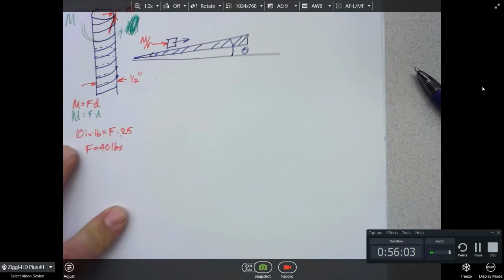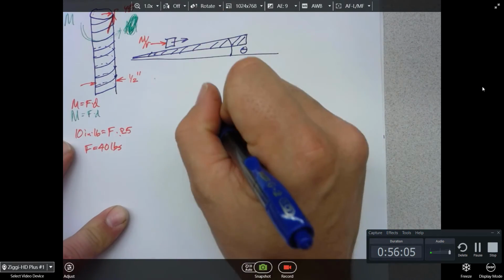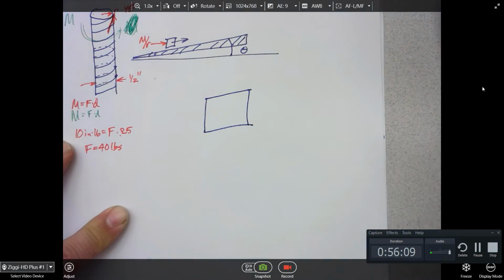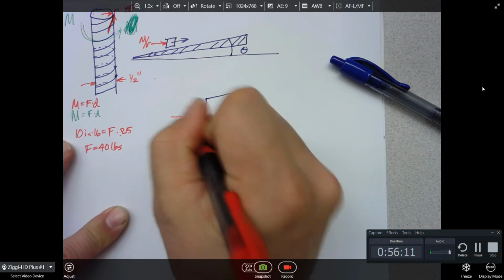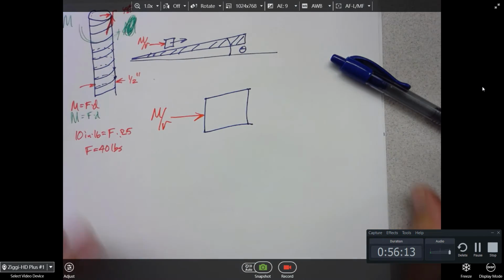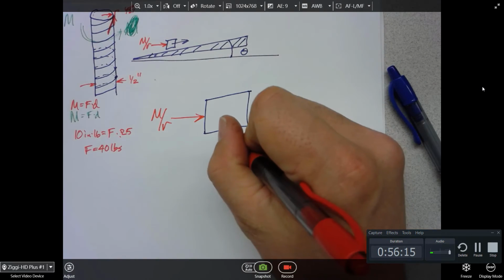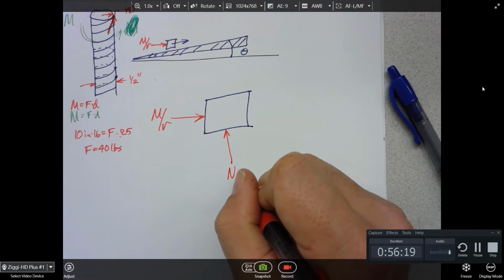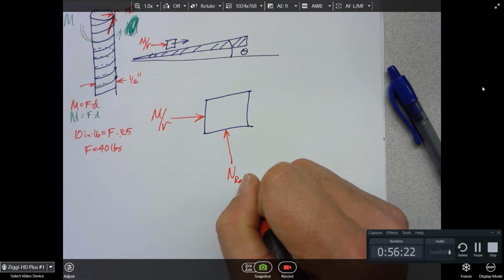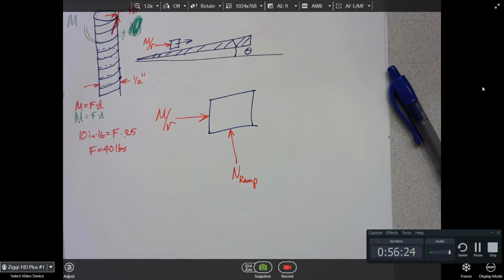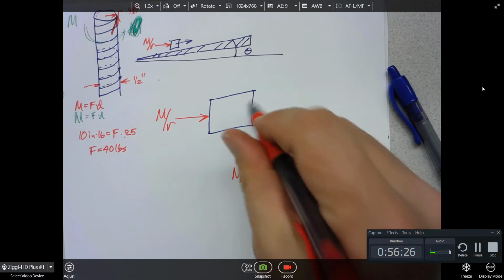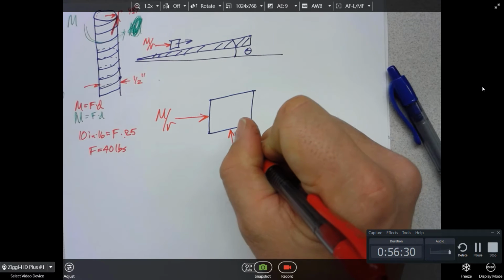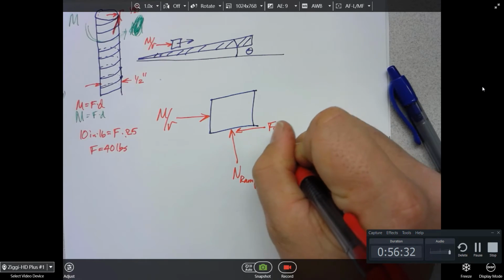Now, also on my little block that's going up the ramp, and maybe I'm going to make this drawing bigger, we've got my M over R. We'd have some normal from the ramp, or normal from the screw. I'm going to say ramp. What else will we have on this? Friction. Yeah, we'll have some friction force.